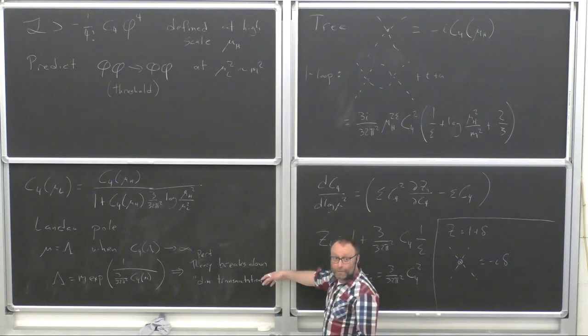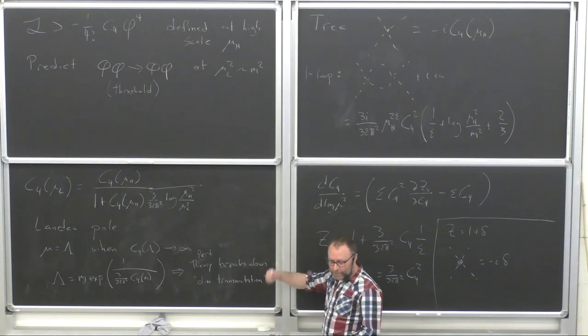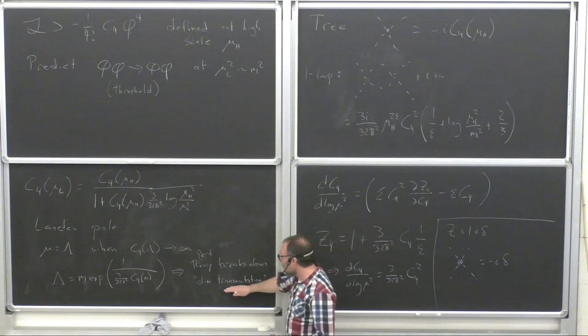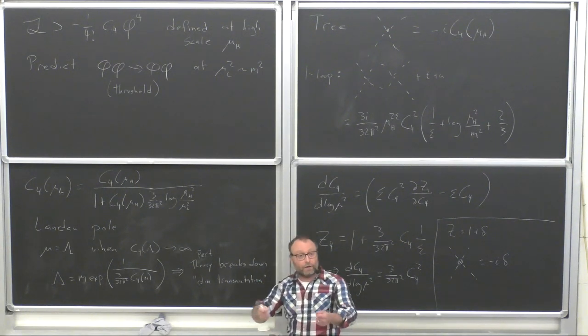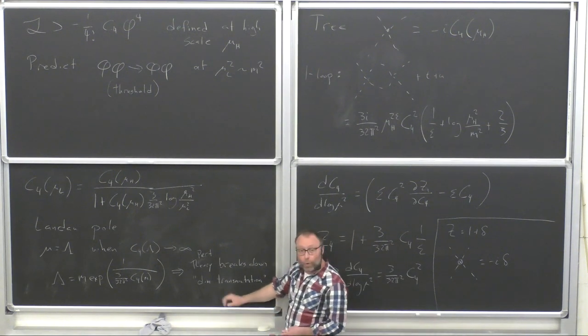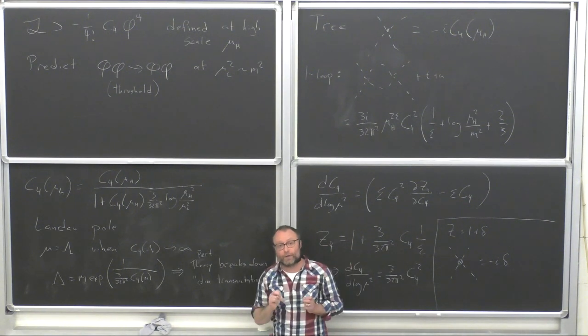I don't know if you're Calvin and Hobbes fans, but that always reminds me of Calvin's transmogrifier. But anyway, it's the same idea, right? We're getting a dimensionful quantity out of nothing in some sense, okay?